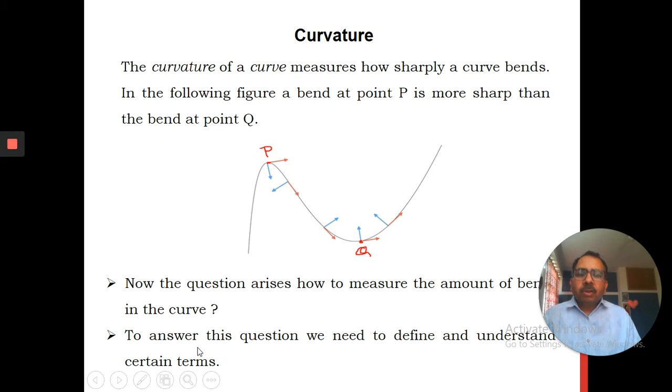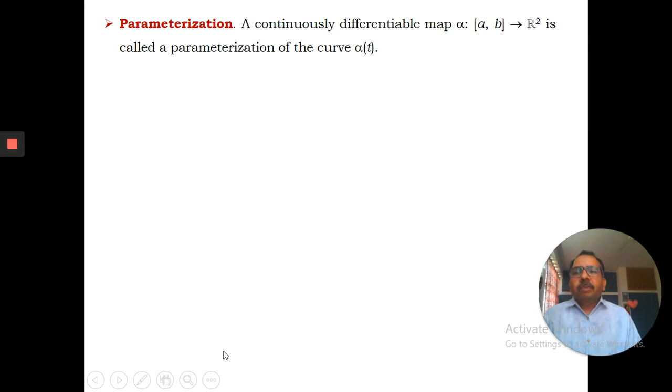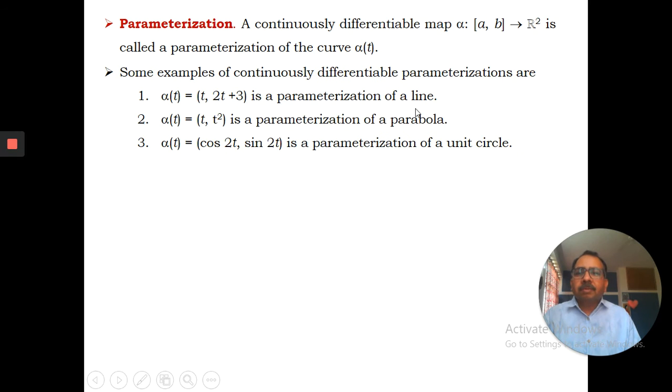To answer this question, we need to define certain terms. The first term is parameterization. A continuously differentiable map alpha from [a, b] to R2 is called a parameterization of the curve alpha(t). So alpha(t) is the image; the image is a curve and the map is the parameterization.